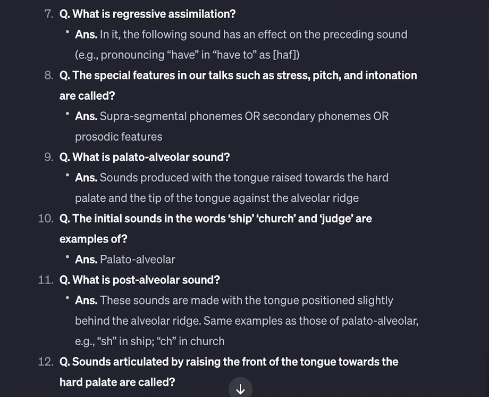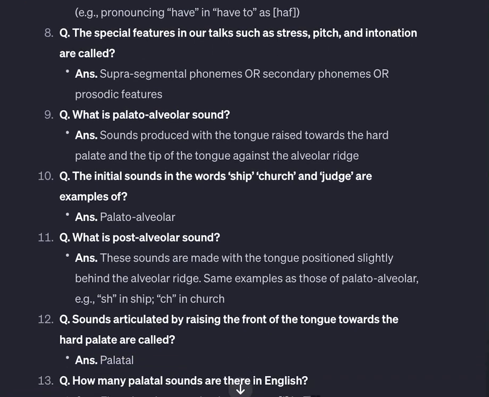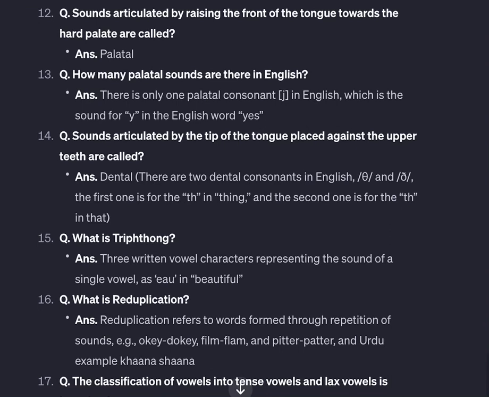12. Q. Sounds articulated by raising the front of the tongue towards the hard palate are called ANS. Palatal. 13. Q. How many palatal sounds are there in English? ANS. There is only one palatal consonant, j, in English, which is the sound for Y in the English word "yes".